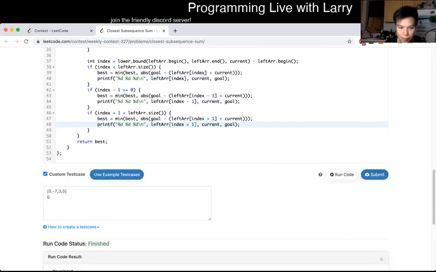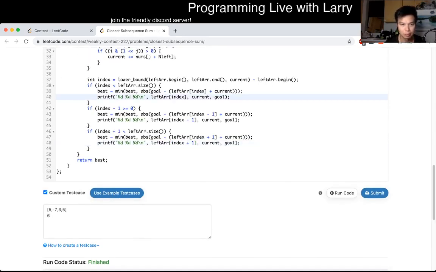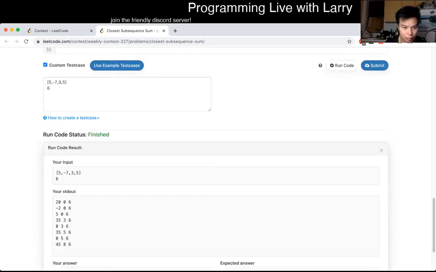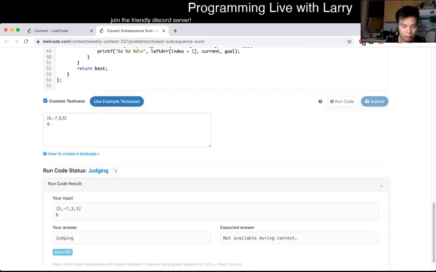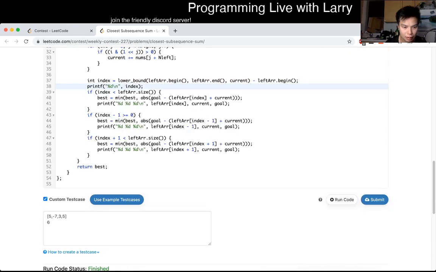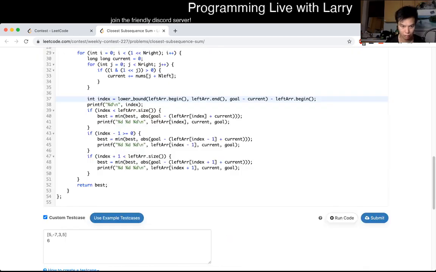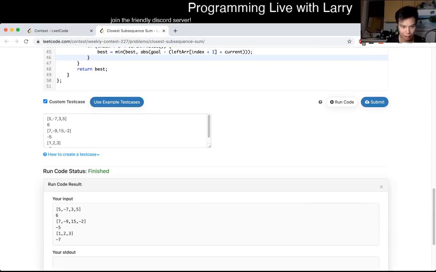Okay. Why? I can't believe this is so dumb. Oh, did I mess this up? I think I copy and pasted wrong. This is goal minus that. Okay. I mean, I got it right the first time, but this is a little bit sad. So let's try a big case.